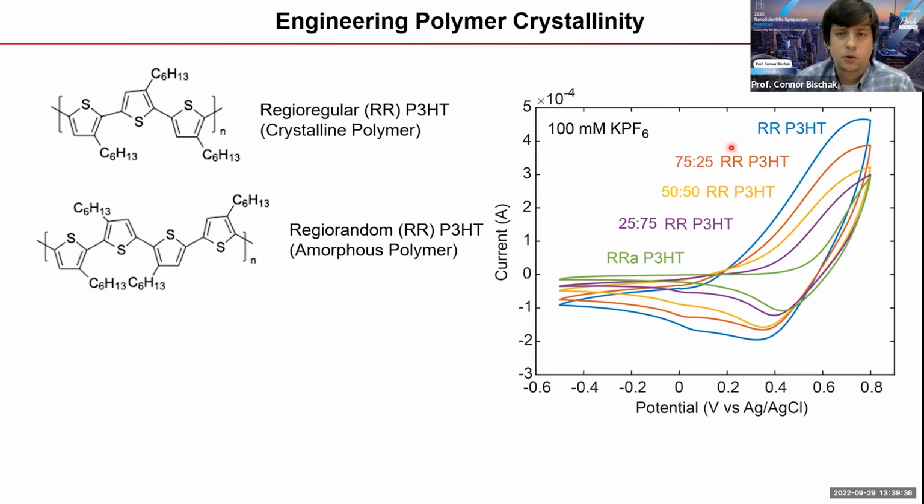And so we started by doing a number of cyclic voltammograms, where we can see that the oxidation potential of ions going into the polymer shifts as we basically decrease the crystalline content. Okay, and so the next thing we did was we used a technique called spectroelectrochemistry to basically track how fast ions enter this polymer when we apply a bias.